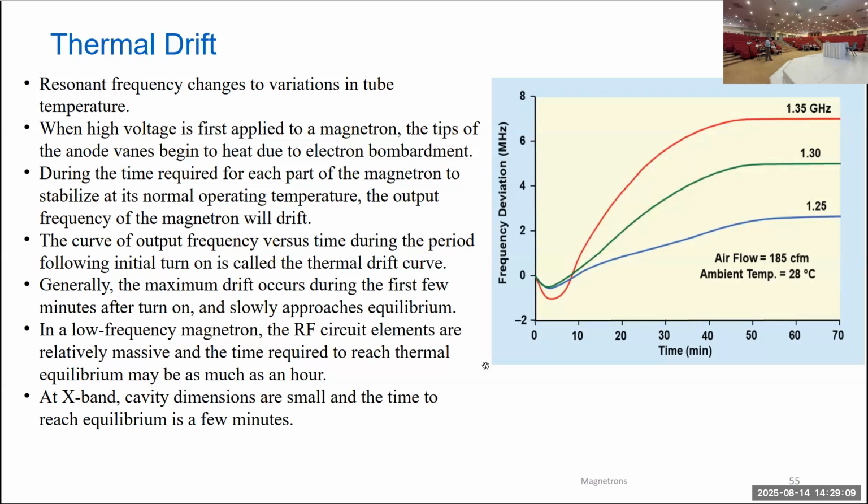In low frequency magnetrons, the RF circuit elements are relatively massive, and the time required to reach this thermal equilibrium may be much higher, up to 1 hour. At X band, where the size of a magnetron is small, the time to reach equilibrium is a few minutes. Here in this graph, it is shown that for different temperatures the frequency drifts from 1.25 gigahertz to 1.35 gigahertz.